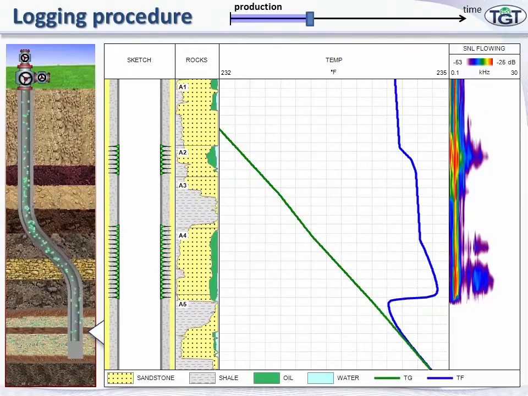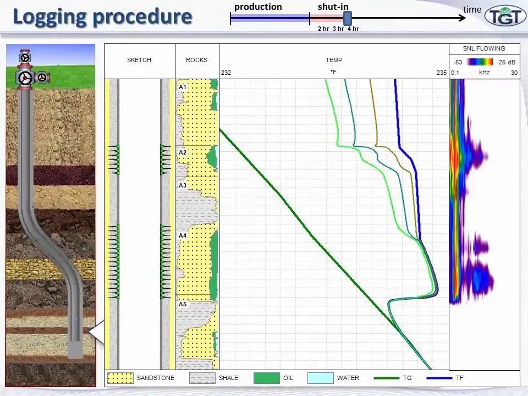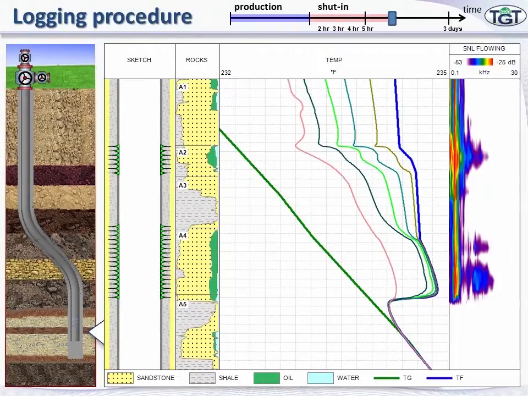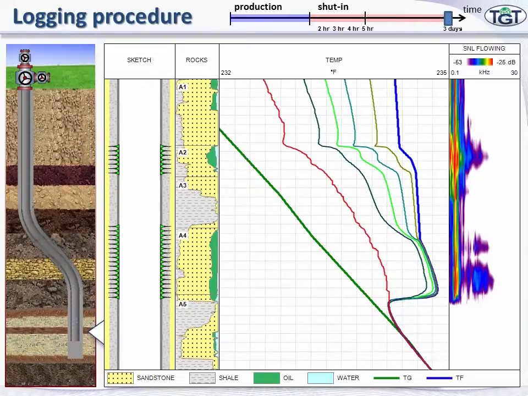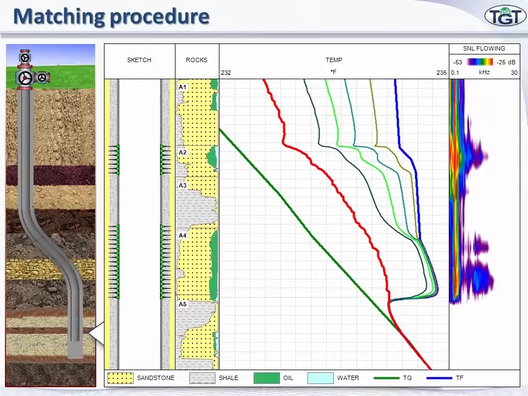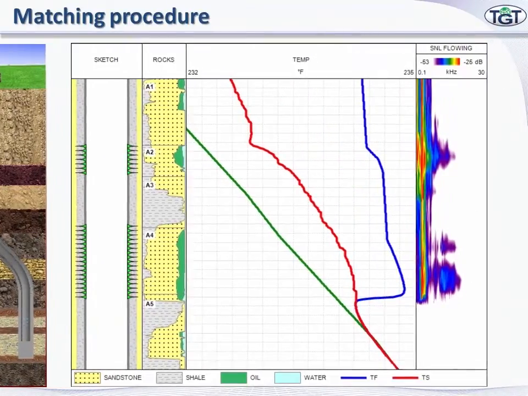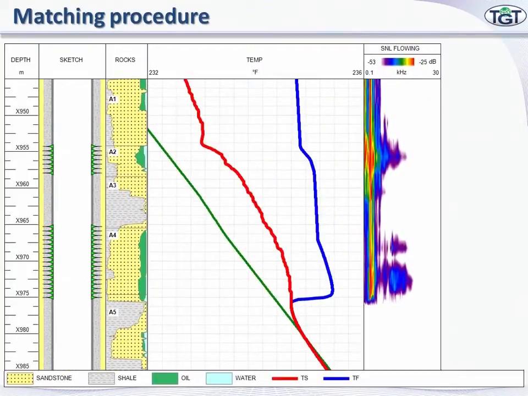Next, it is necessary to shut in the well. Temperature starts to recover to the rock temperature. We measure several transient logs that can be used to detect the cross flows and channeling. We need next 3-4 days to reach the heat balance. Finally, we measure static temperature profile. Such a procedure ensures the correctness of the production profile reconstruction.